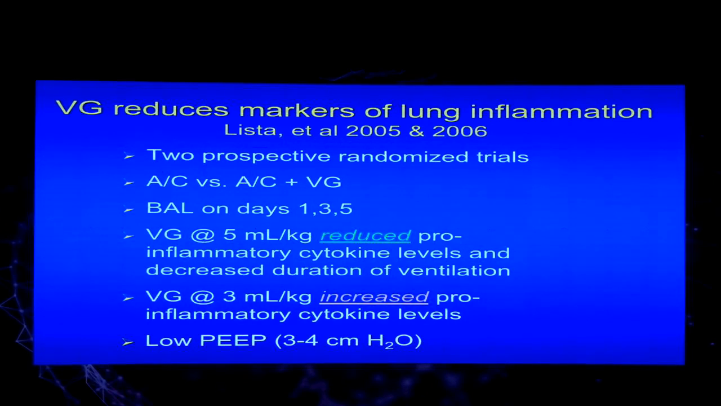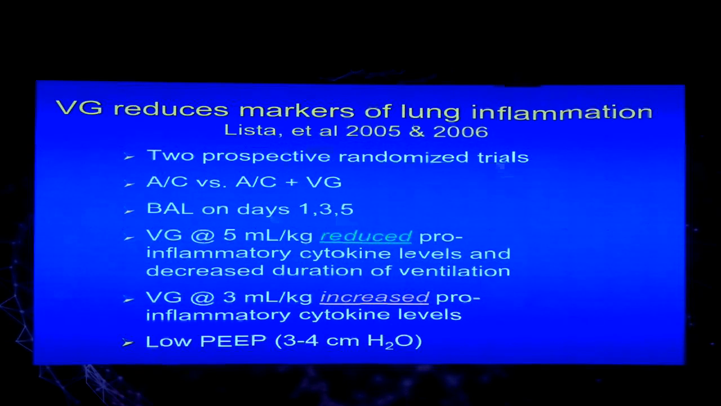There are two prospective randomized trials that looked at volume guarantee and markers of lung inflammation with assist control. They looked at the bronchoalveolar lavage, using a volume of 5 ml per kilogram. It showed that it reduced pro-inflammatory cytokine levels and decreased duration of ventilation.